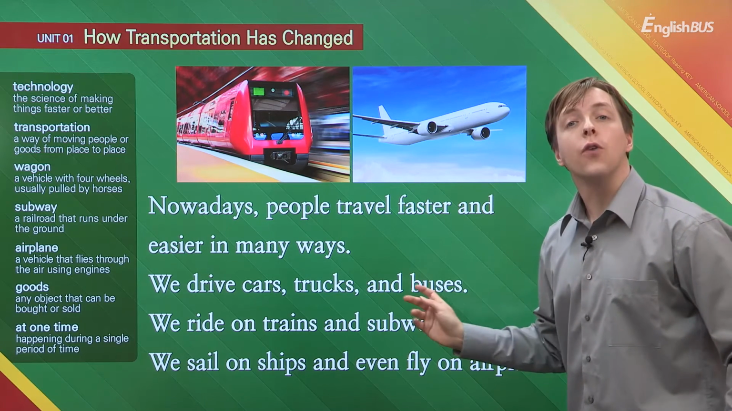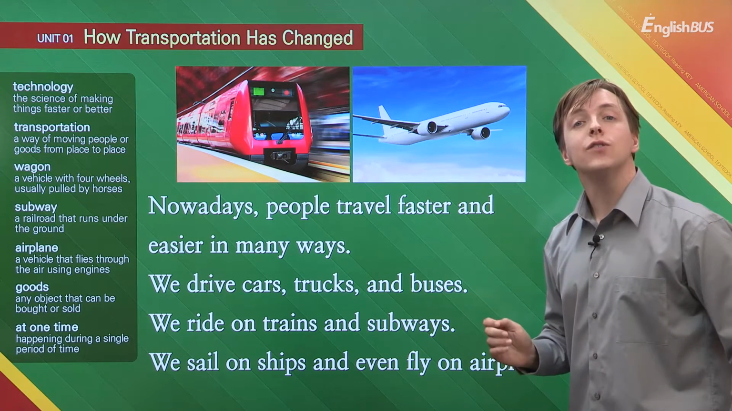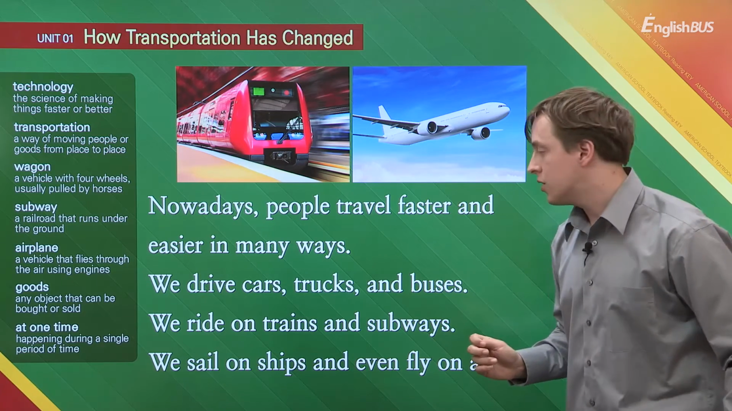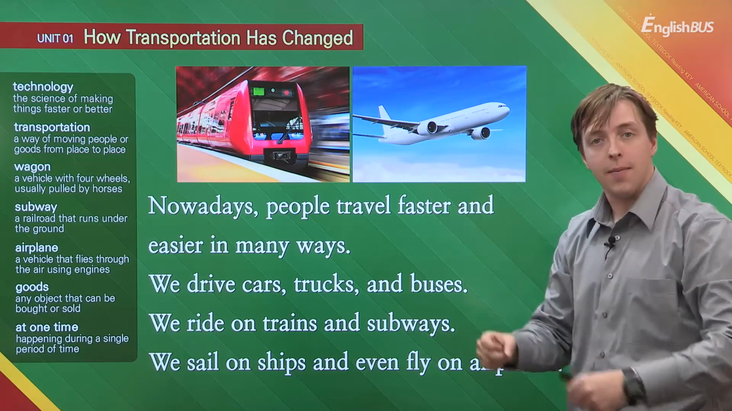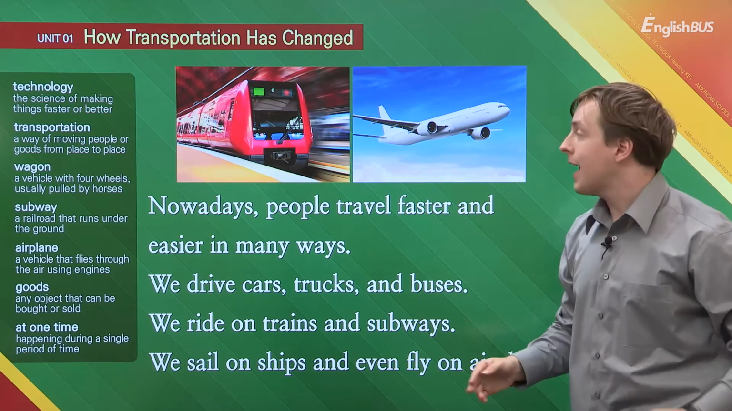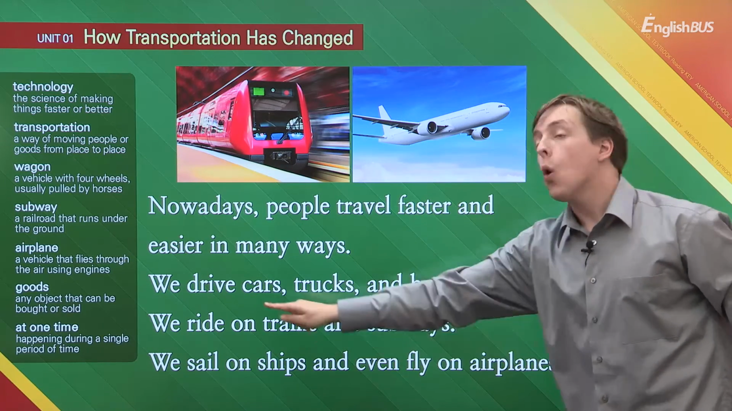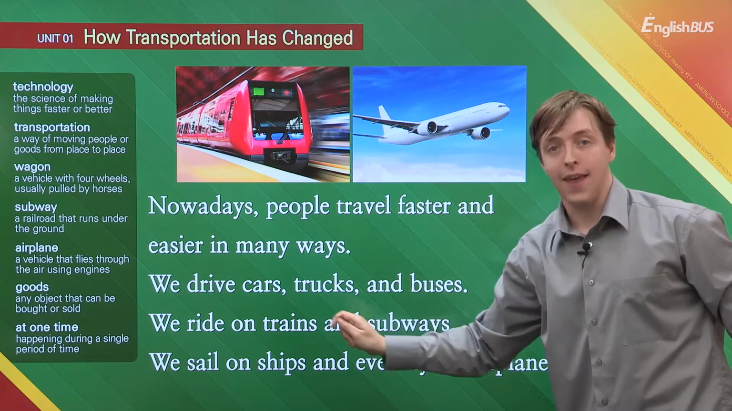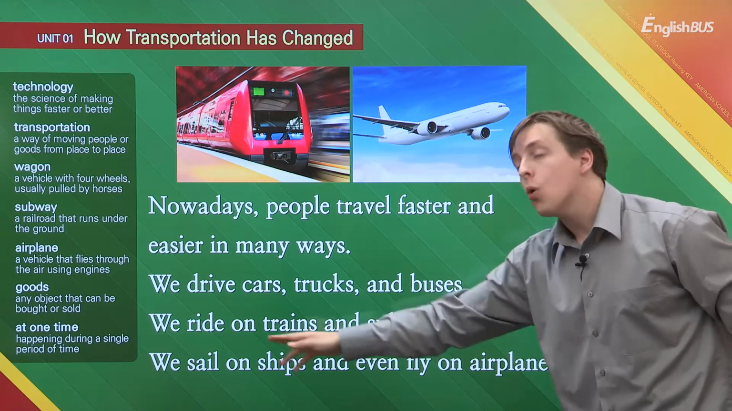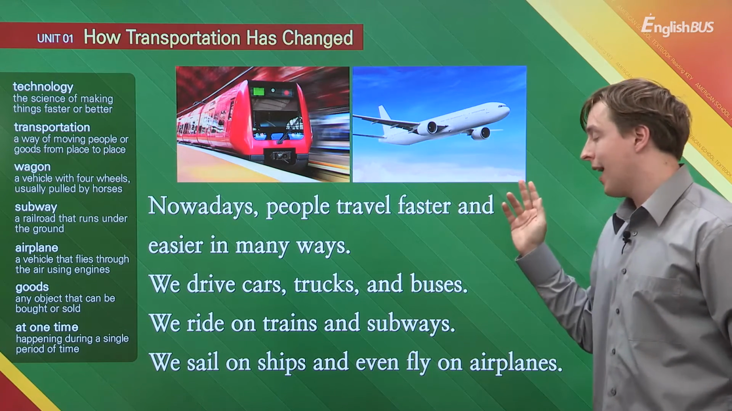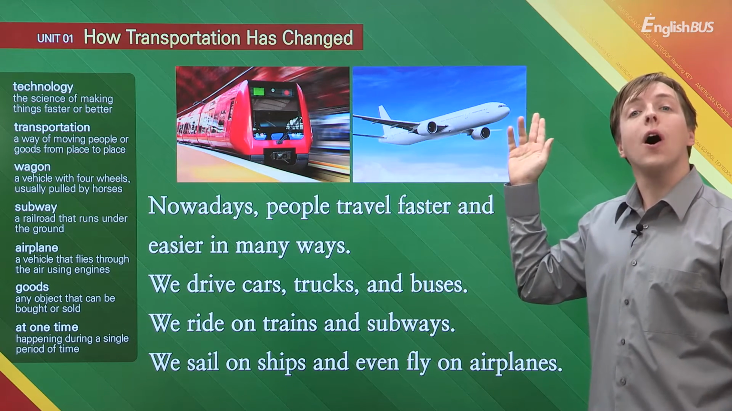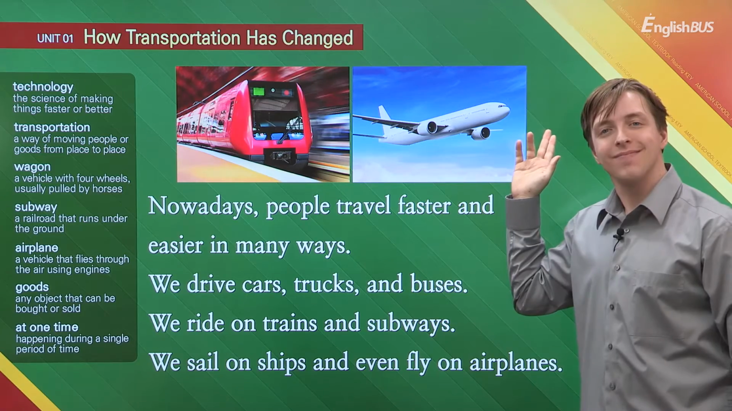So notice the verbs we use with these forms of transportation. With cars and trucks, we drive them. With things like trains and subways, we ride on them. With ships, we sail on ships. And with airplanes, we fly on airplanes.